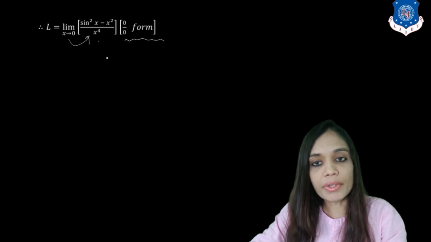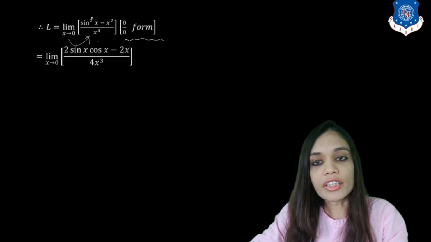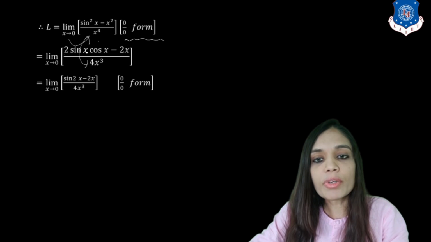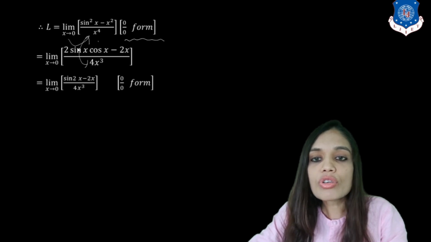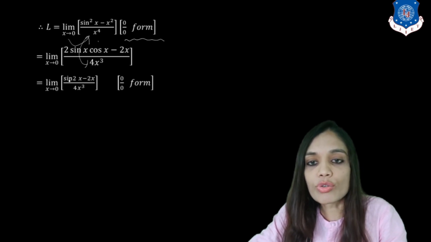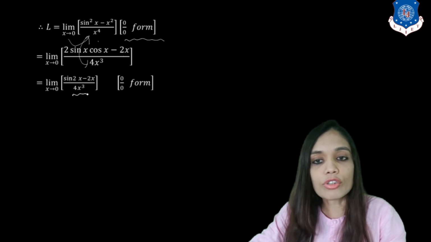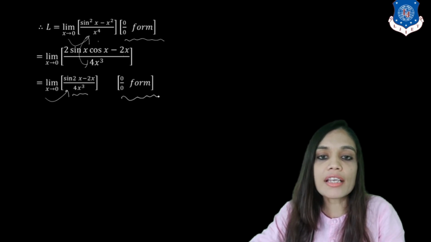So apply your L'Hopital's rule and do the derivative. So derivative of sin square x will be 2 sin x, on applying chain rule, into cos x, minus 2x, upon derivative of this, which will be equal to 4x cube. Okay. Now on further simplification, 2 sin x cos x will be equal to sin 2x, so you get sin 2x minus 2x upon 4x cube. Again if you put x tends to 0, you will get 0 by 0 form.